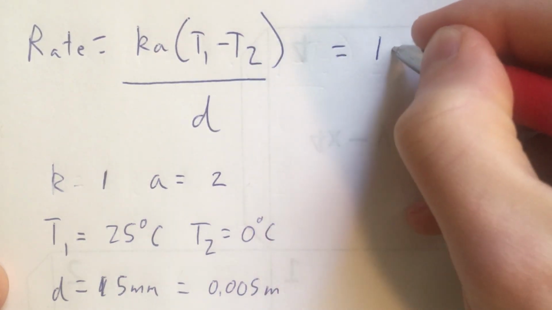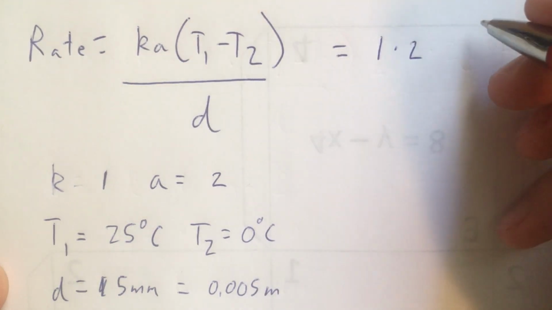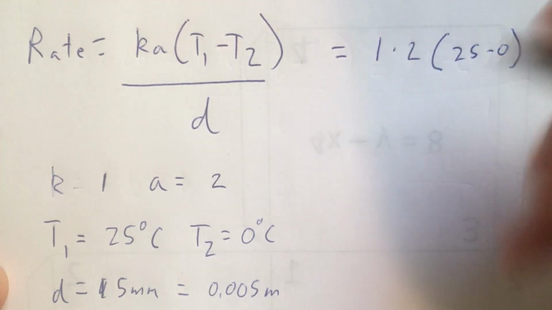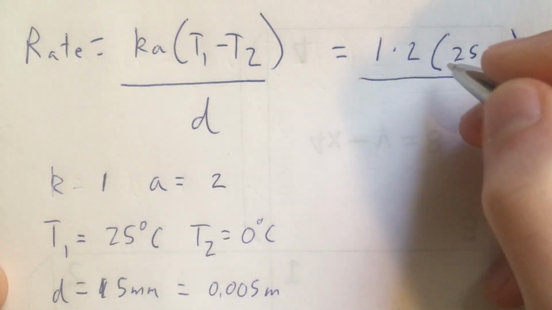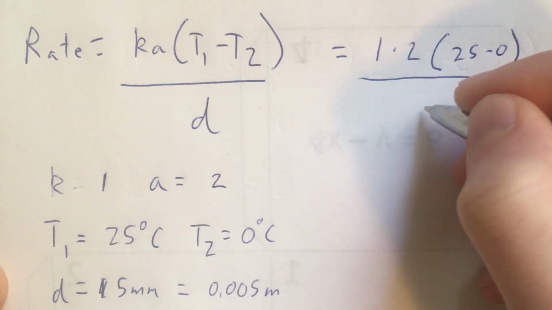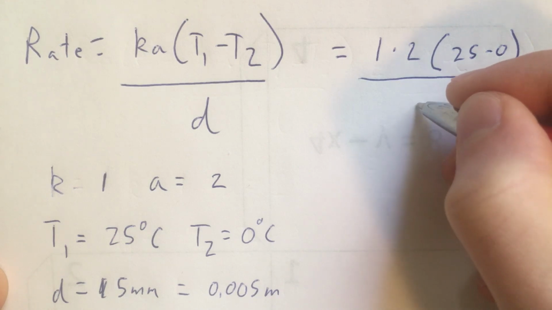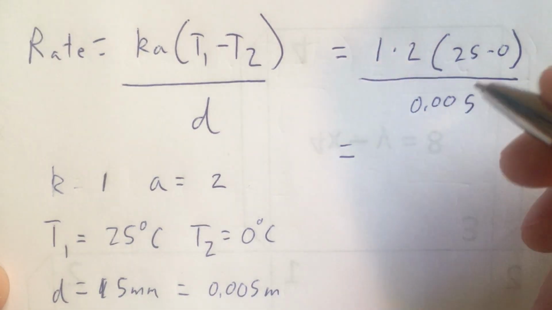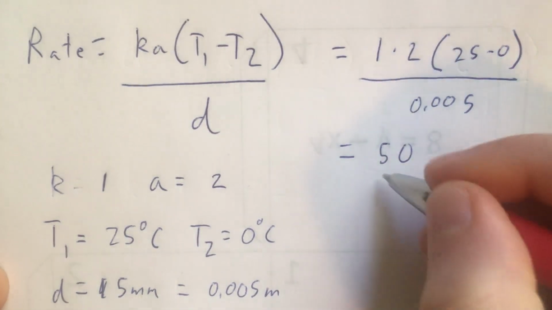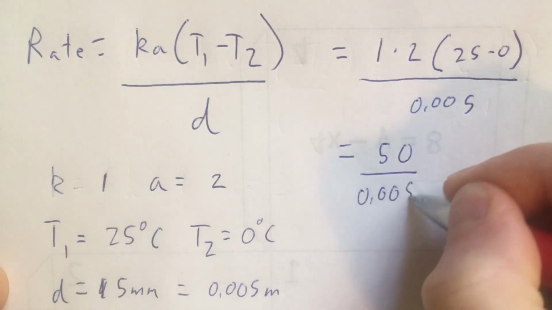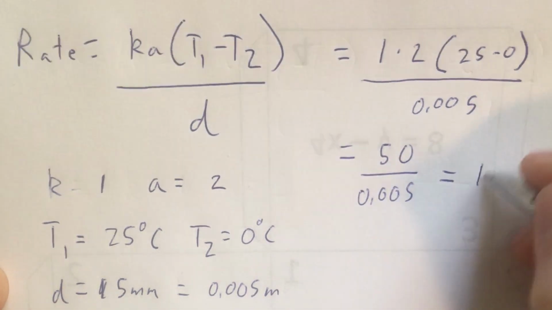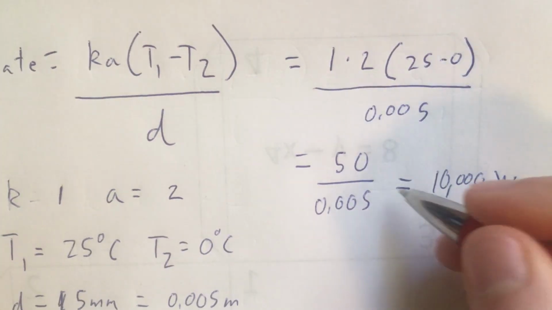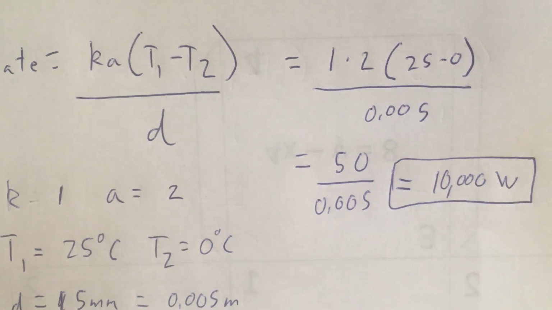So we have 1 for K, we have 2 for A, we have our 2 temperatures, so that's going to be 25 minus 0. And then we're going to take that all over the thickness of the glass, which is 0.005. Let's simplify this. 25 minus 0 is 25 times 2 is going to be 50. We're going to divide that by 0.005, and that's going to give us 10,000, and that's going to be in watts.